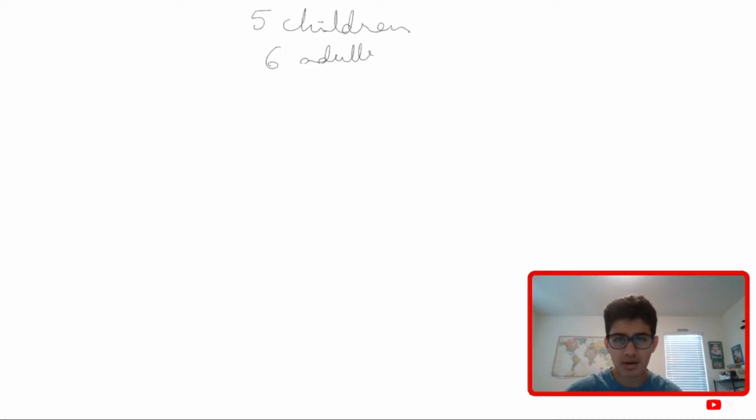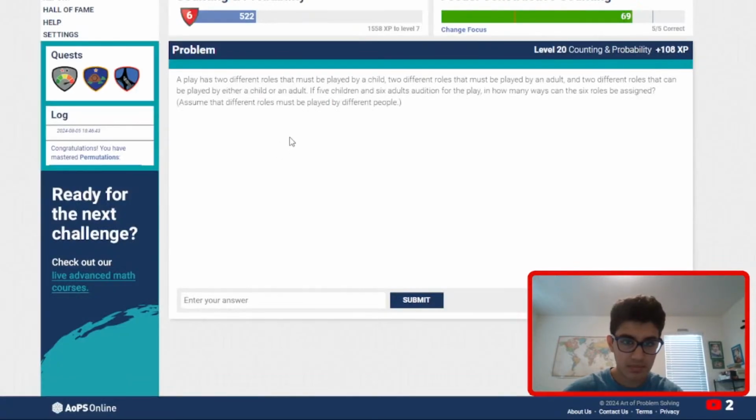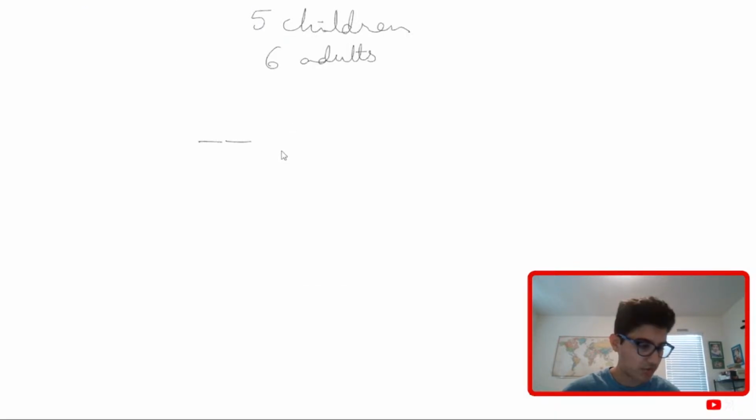Okay, wait, I think I got an idea on how to do this. So the first two have to be filled by children. The first two, second two are arbitrary, but basically these two have to be by children. These two have to be by adults, and then these two have to be from either of the people, right?